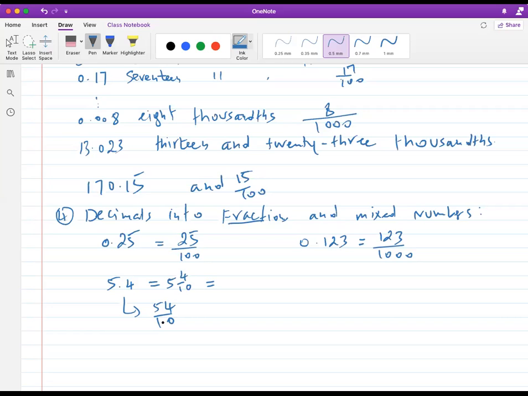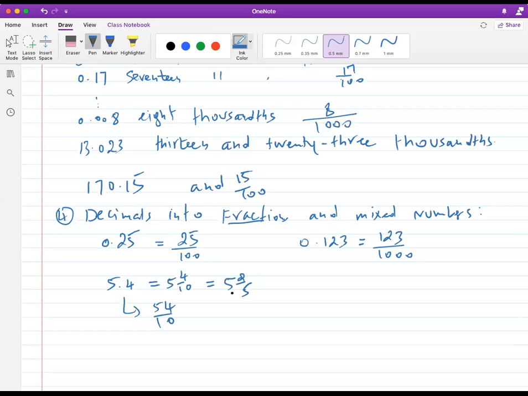So this is the improper fraction. This is the mixed number. So you can turn it into either this or this. You can also reduce it. At least this one, you can reduce by 2, and you get 2/5. Okay, so 5 and 2/5. It's basically the same fraction. We just reduced it.